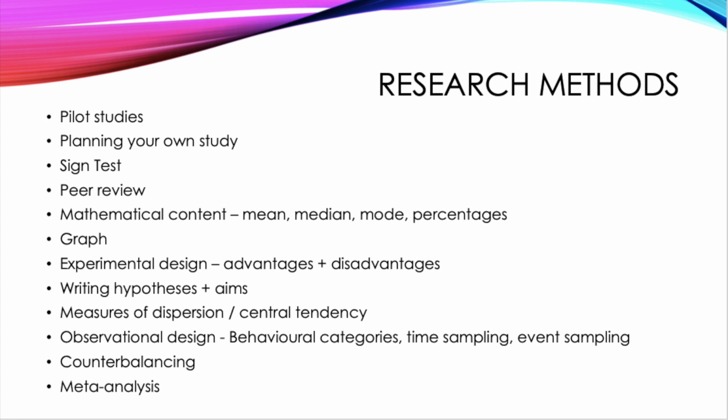You've also got your measures of dispersion and central tendency, so as long as you know the difference between those two, you'll be absolutely fine. You've also got your observational design, so this is looking at those behavioural categories, time sampling and event sampling. So with this, you could be given a scenario and then be asked to identify different behavioural categories and then how researchers will carry out their analysis using these behavioural categories. You've also got that idea of counterbalancing.